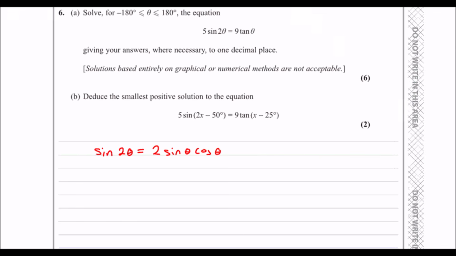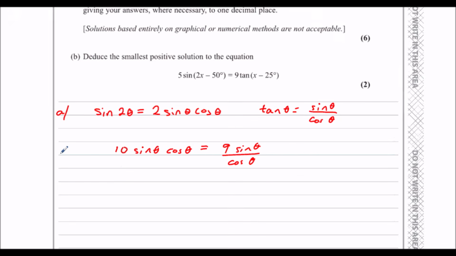And we'll also use tan theta is sine theta over cos theta. So let's change these. So that should help us. So that'd be 5 times this. 5 times 2 is 10. So we've got 10 sine theta cos theta is equal to 9 sine theta over cos theta.